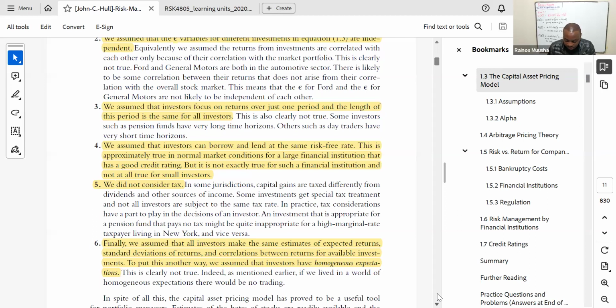Are there any questions regarding the assumptions of the capital asset pricing model?